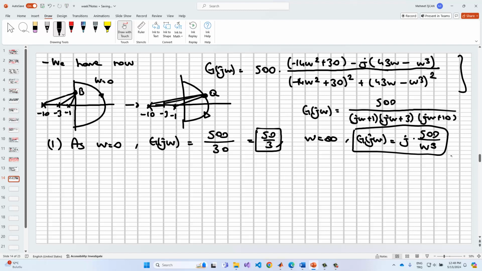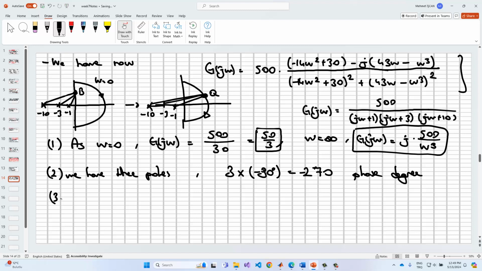The other important thing is that we have 3 poles, which means that 3 times minus 90 degrees is equal to minus 270 degrees of phase, just like in the root locus techniques.